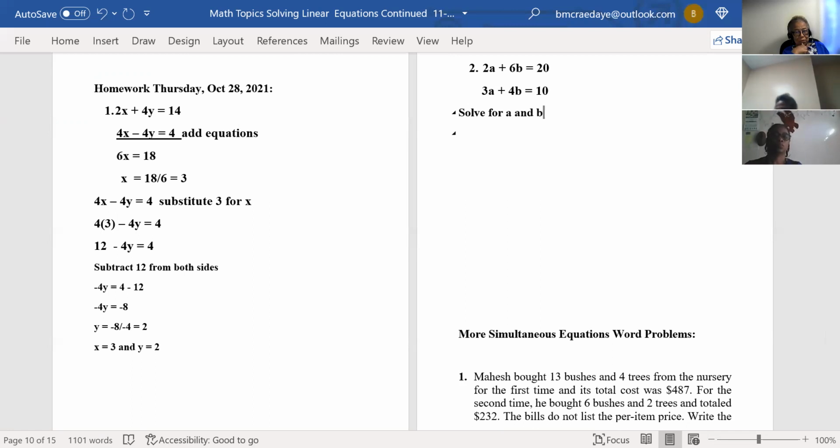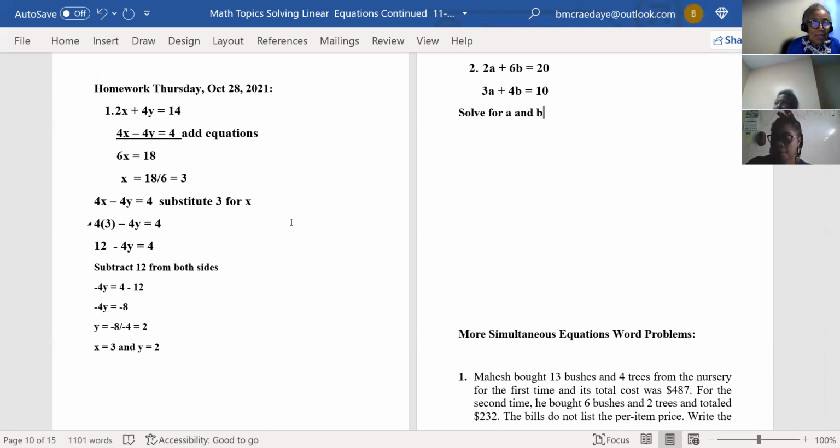Now, this is a great one for Vanessa's elimination. Yeah, this is number 2, because I changed number 2. It wasn't the 2 that was on the original one, because I had a and b, but the second equation did not have both a and b.